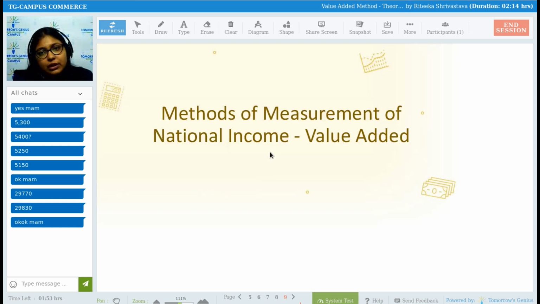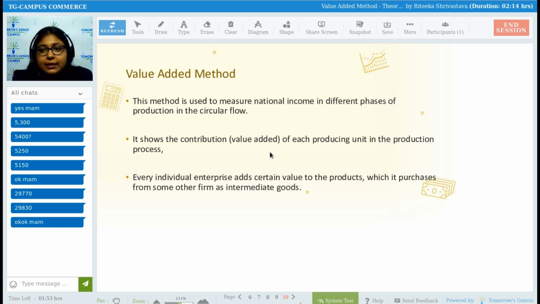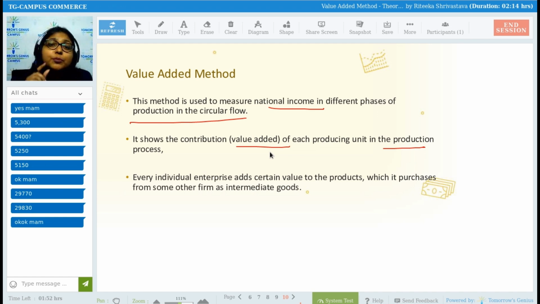Now, methods of measurement of national income, out of which the first method is the value-added method. Now, what is this method exactly? This method is used to measure national income in different phases of production in the circular flow. During the production of goods and services, we measure the value, and that value is called the value of national income using the value-added method. It will show the contribution of each producing unit in the production process. Here we calculate the value produced by each producing unit. How? We will see an example.